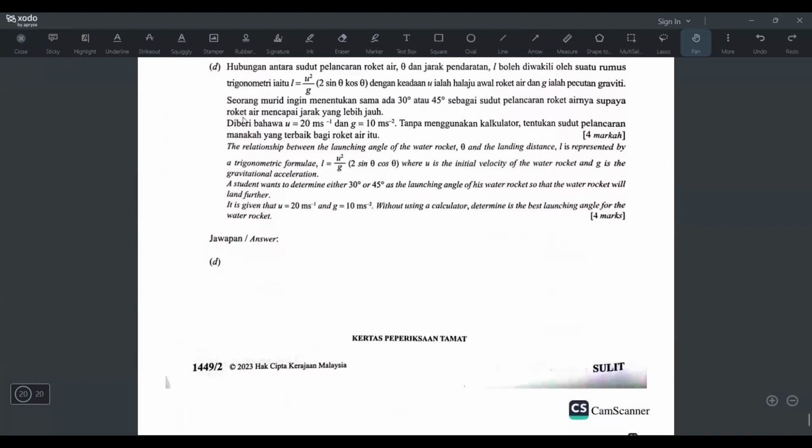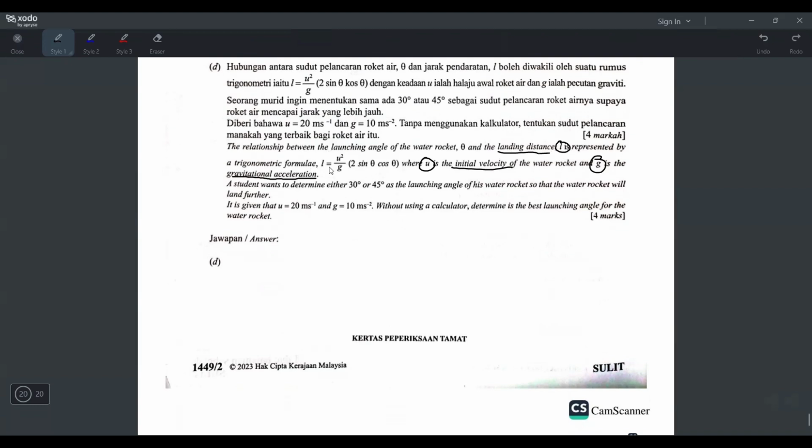Okay, finally we are at the last question, soalan D. Let's finish it. Okay, let's read. The relationship between launching angle of the water rocket theta and the landing distance L is represented by a trigonometric formula. L equals u square over g bracket 2 sine theta cos theta, where u is the initial velocity of water rocket, g is the gravitational acceleration, and L, what about L?